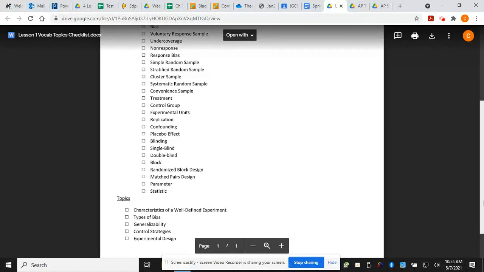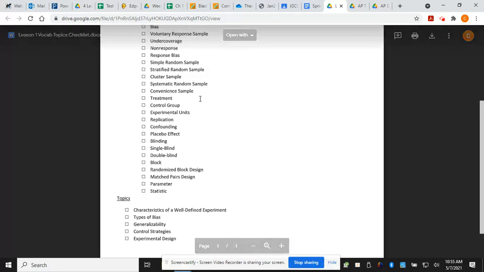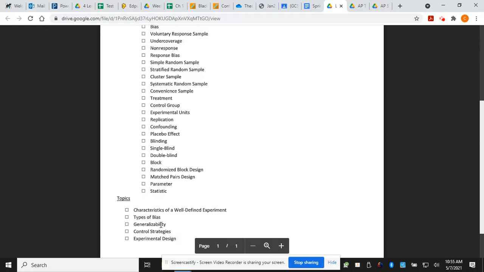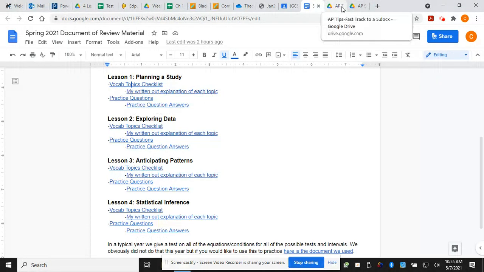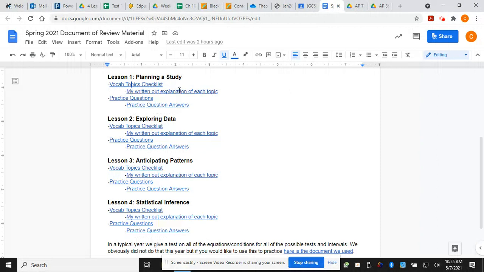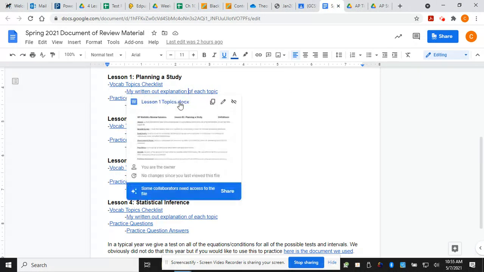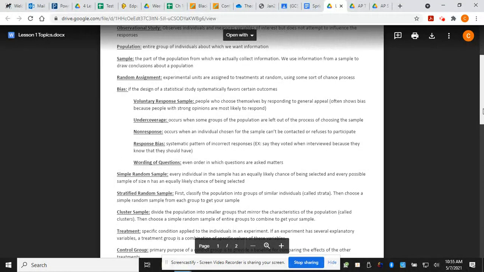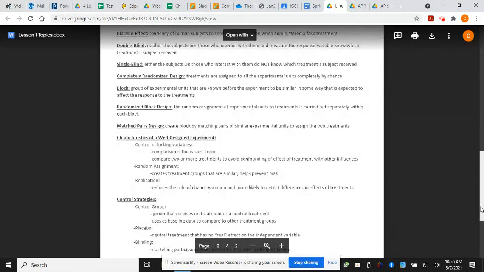Some of them are just straight definitions. Usually when I do vocab, the part up here was pretty much straight vocab. The parts down here were things that you needed to explain, like types of bias, generalizability, that kind of thing. So for each of the 4 sections, I gave them a checklist, but then afterwards, I went in and typed up something for each one of them. So then there's also my document of me writing something out for everything in the checklist.